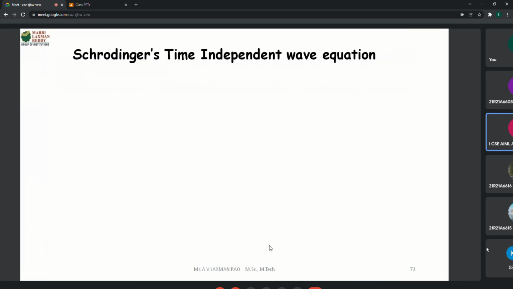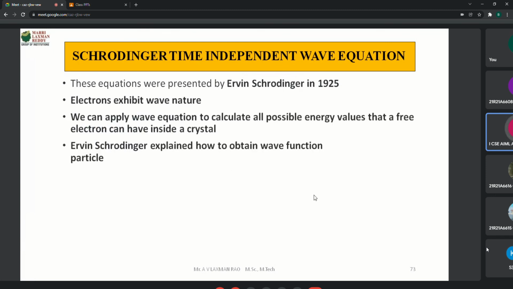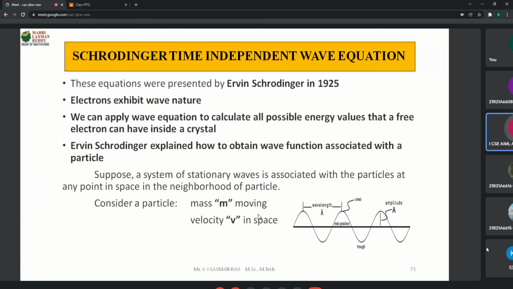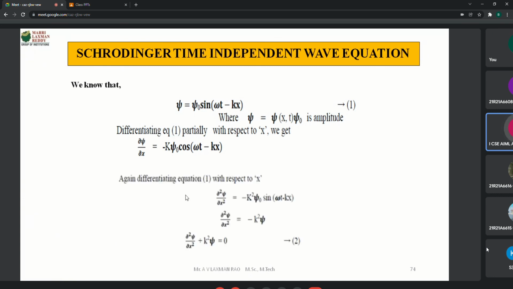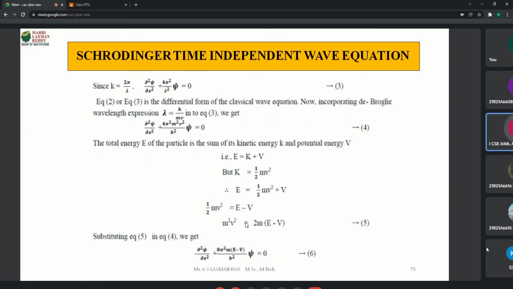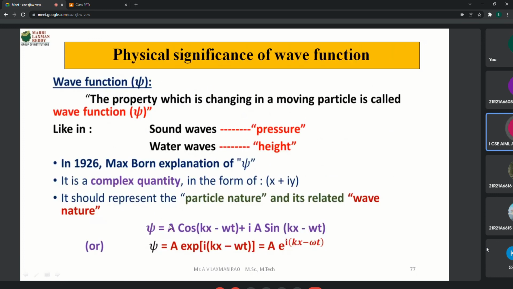Next, Schrodinger's time independent wave equation. This is the expression that you need to derive. When a particle is moving in one dimension, we write the one dimensional moving particle equation, differentiate it with respect to position x, and differentiate again. Then we calculate the total energy in terms of momentum and substitute that value. Overall, converting the one dimensional expression to three dimensional using the del operator, we can write it in a simplified manner. That is the Schrodinger time independent wave equation.